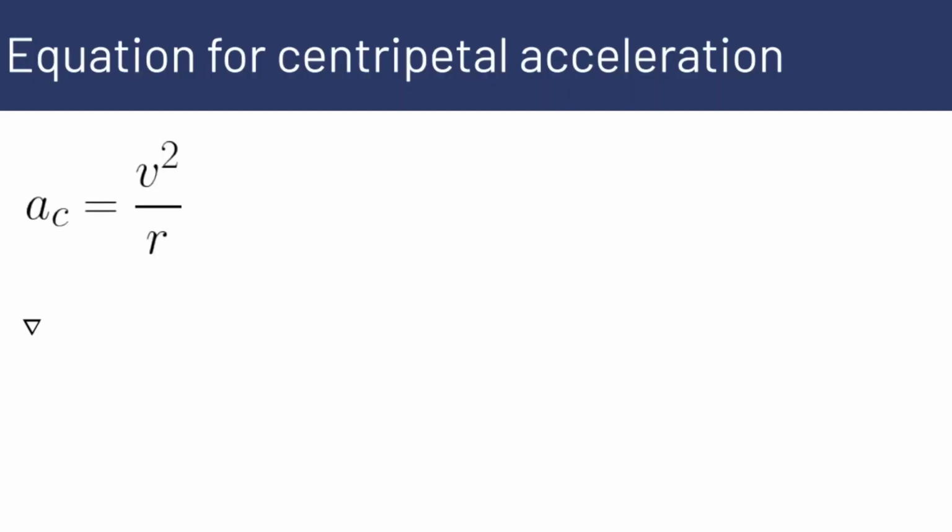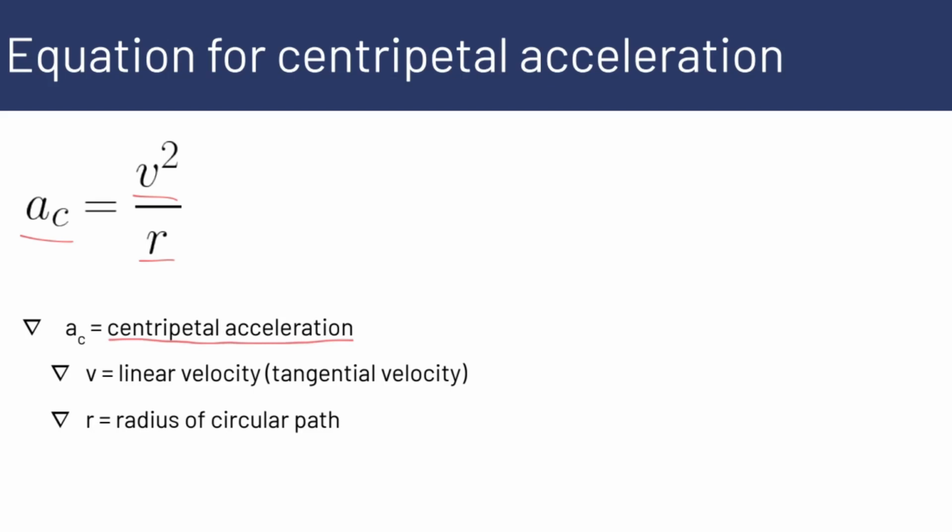So let's look at the equation for centripetal acceleration. We have a sub c is equal to v squared over r. a sub c is the centripetal acceleration. Then we have v, which is the linear velocity, also called the tangential velocity. If we have an object moving in a circle, the velocity that we're talking about here is the velocity that's going off in a straight line.